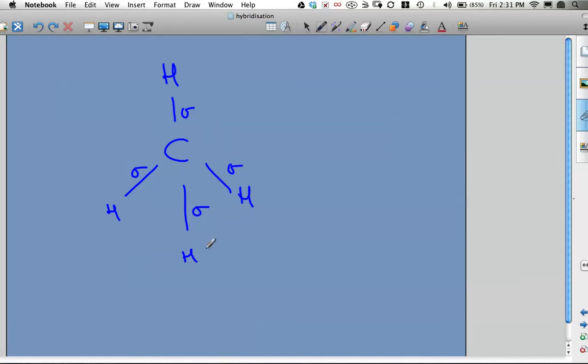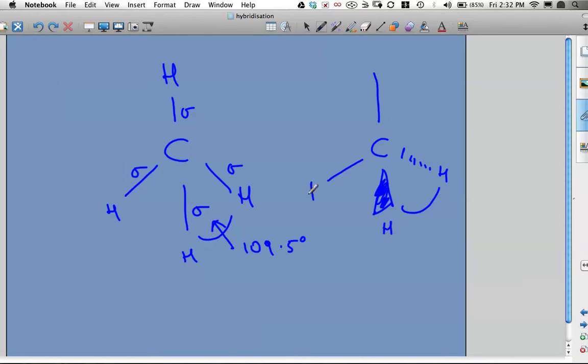So, the shape that these make, well, this makes a tetrahedron. The bond angle is 109.5 degrees. Why would it do that? Well, all the electrons are in here, and the electrons are going to spread themselves out as much as possible because they don't like each other. The bond angles for all of them, it's a perfect tetrahedron, 109.5. And we say that the carbon atom to form this tetrahedral arrangement here is sp3 hybridized.